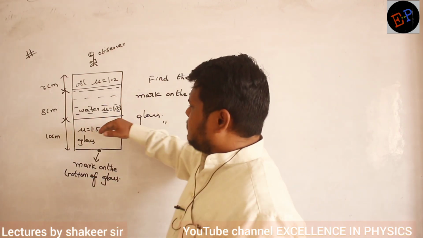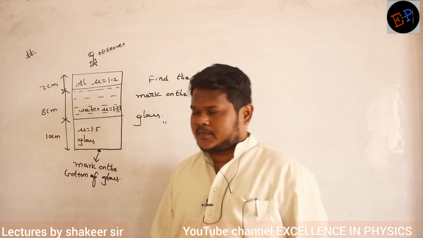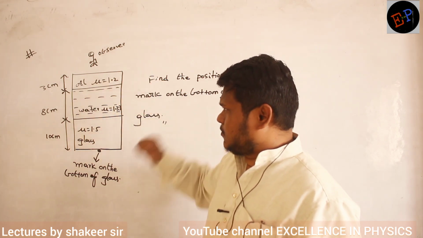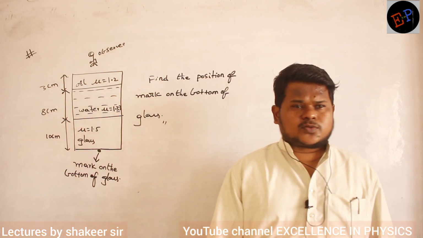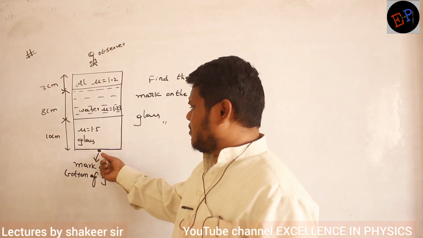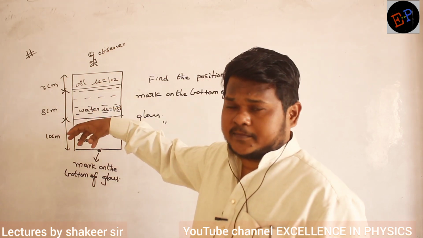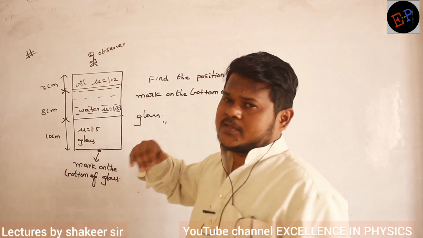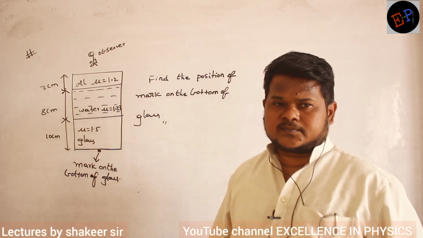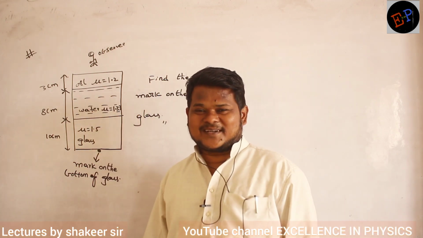Given question: here there are 3 media present. First one is glass of refractive index 1.5. Second one is water of refractive index 1.33. Third one is oil whose refractive index is 1.2. Below this glass slab, there is a mark present on the bottom of the glass slab. When an observer looks from the top of all these three media, what is the apparent position of the mark that I want to calculate? How can I calculate? We have the equation only for one medium, but here three are present. So what can I do?